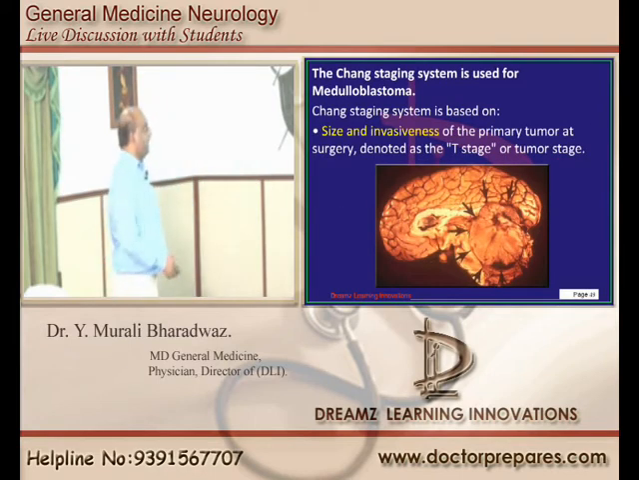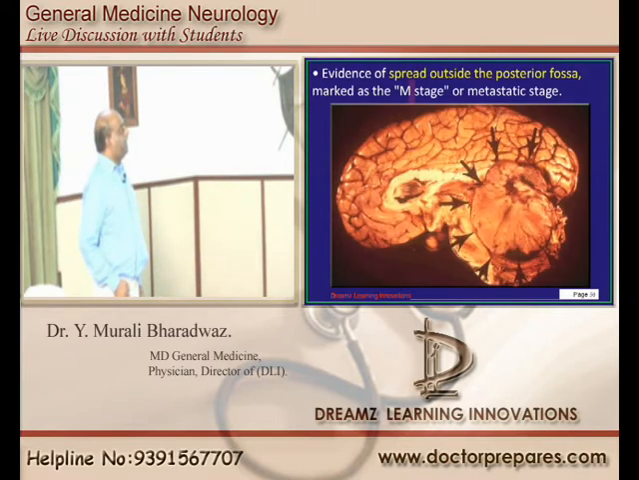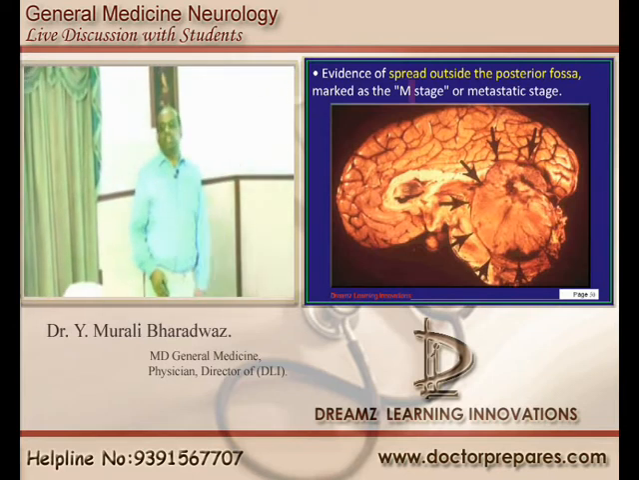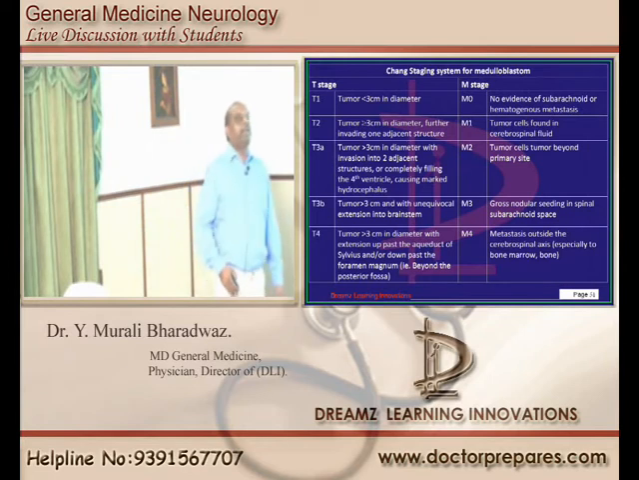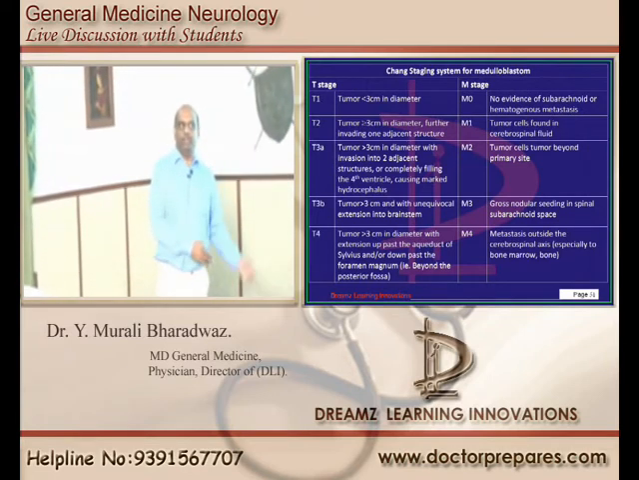Where do you have it? You have it in medulloblastoma. You use this. It is the size and invasiveness of the primary tumor, and once it goes beyond the posterior fossa, you call it M stage or metastatic stage. But don't remember all this. This is not required. Just if you know Chang and medulloblastoma, very good. You remember, who likes Jackie Chan movies? Children will have medulloblastoma, whichever.